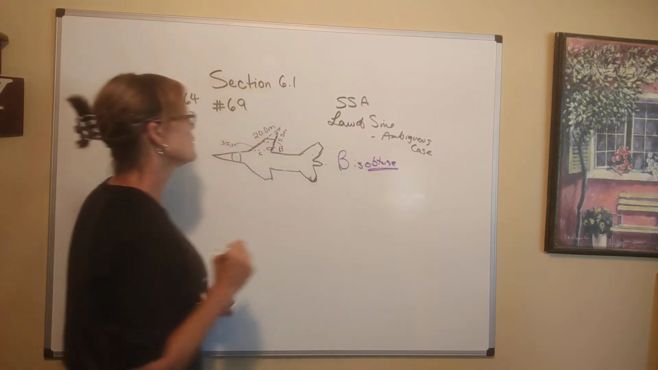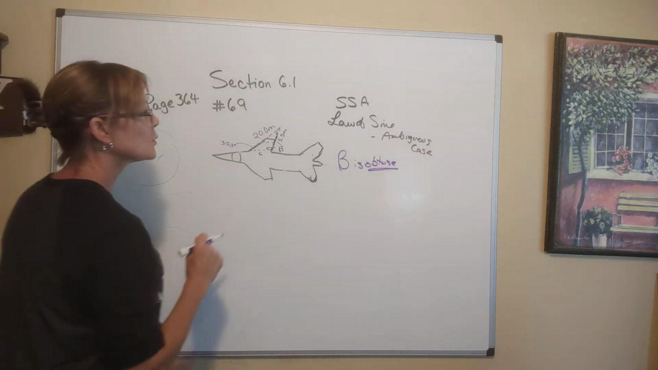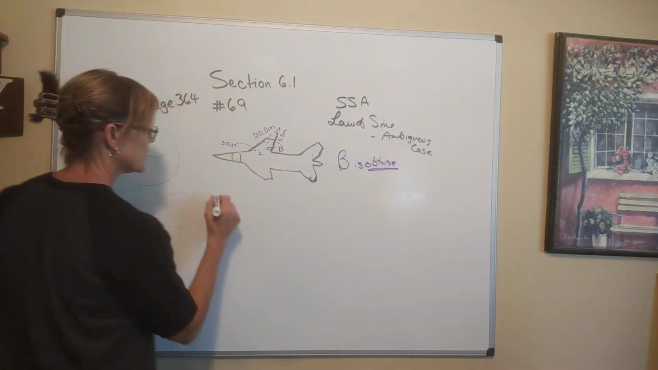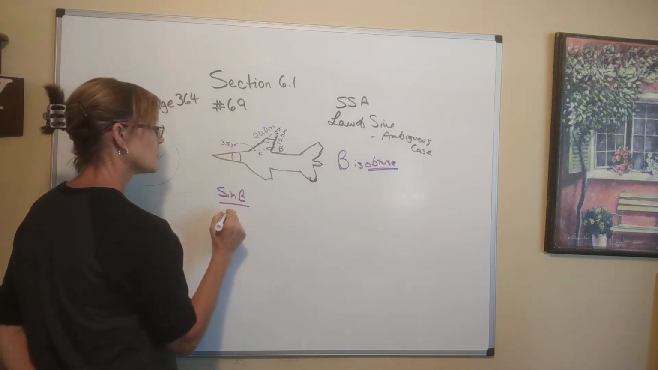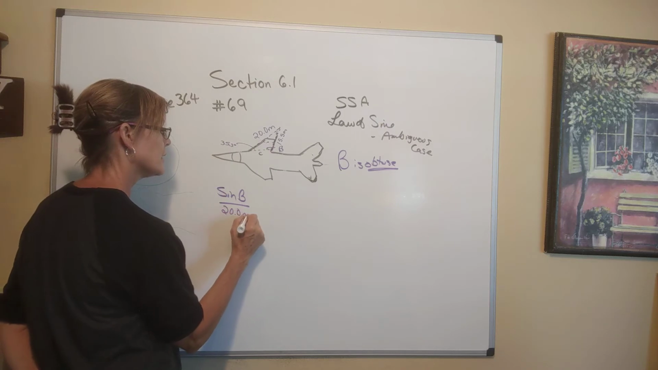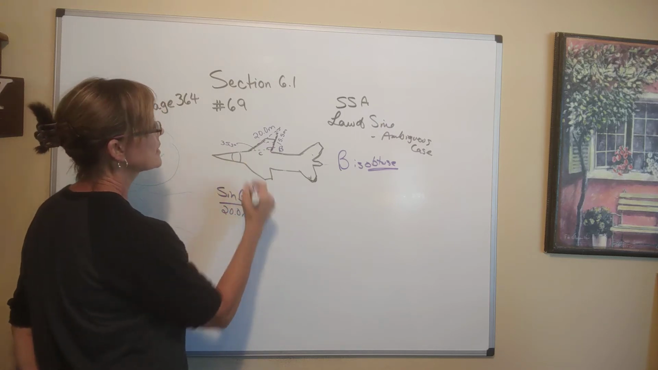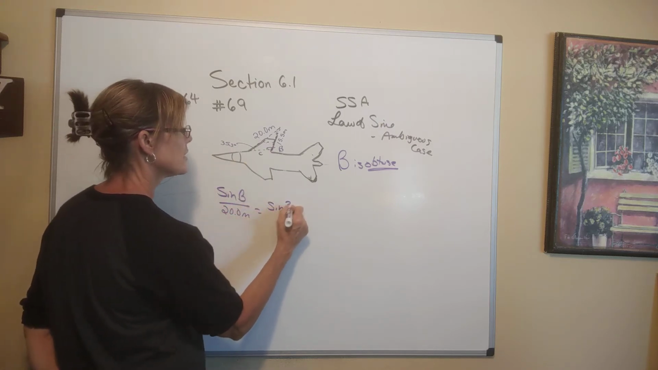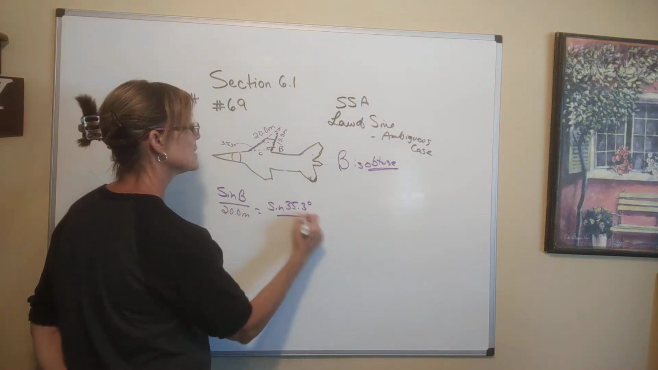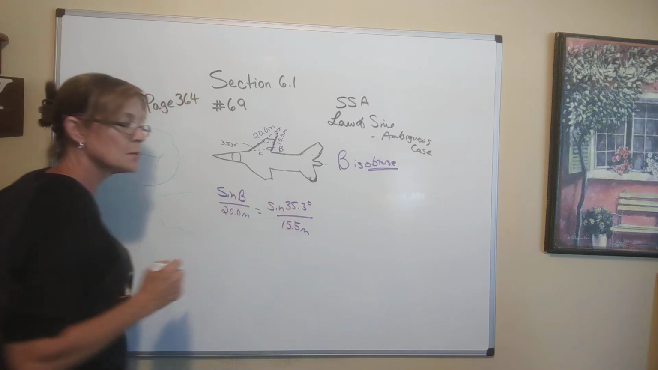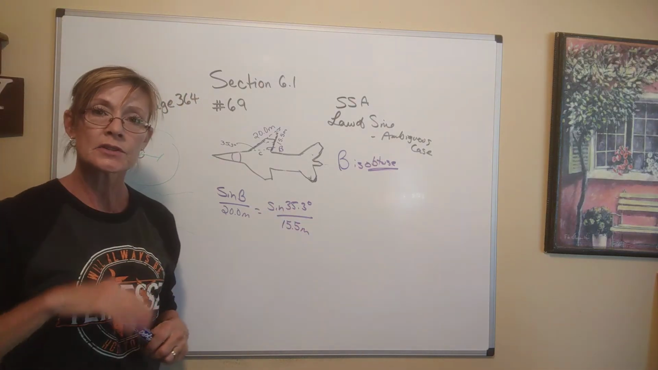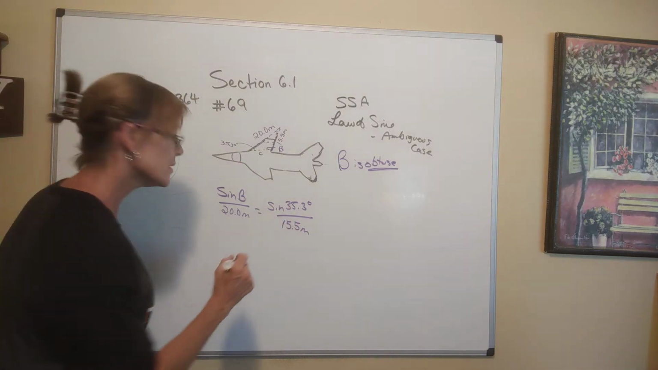All right, so here we go. We're going to use law of sines. We'll begin by finding beta. So we say the sine of beta is to the length across from it, 20.0 meters, as the sine of 35.3 degrees is to the length across from it, 15.5, and we can cross multiply and take the inverse sine, and then we can solve for what beta should be.